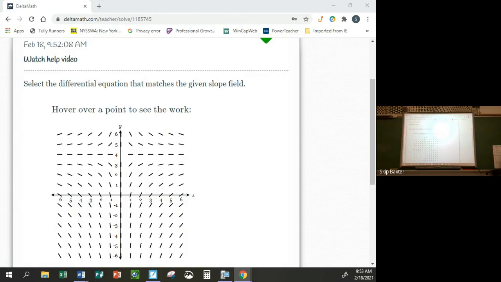We're gonna do a warm-up as well. Yeah, we can do a warm-up, 10:42. All right, so the first question, let's do the slope field one first.